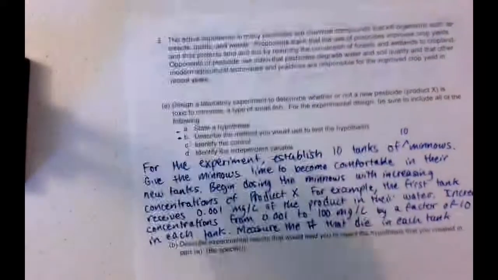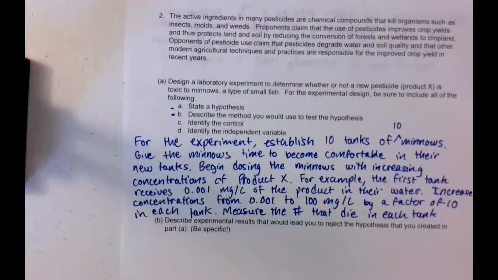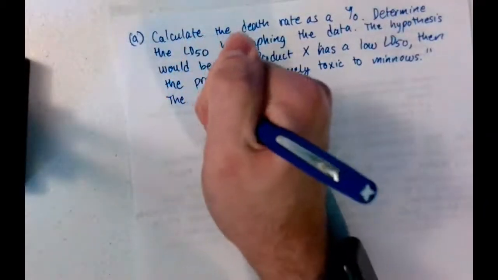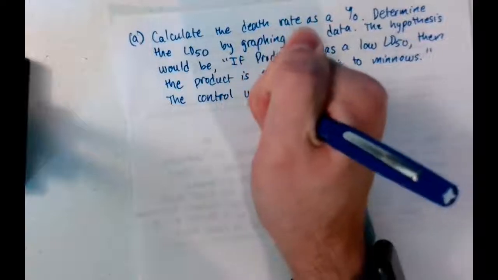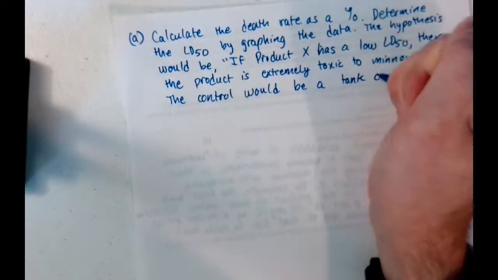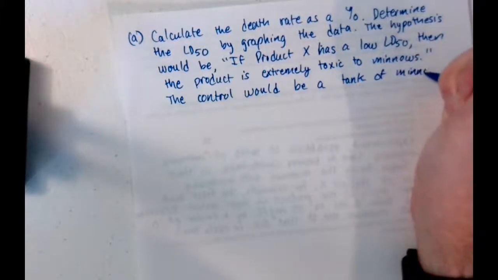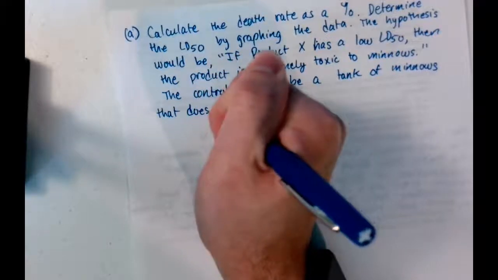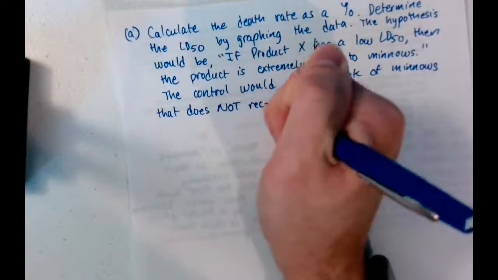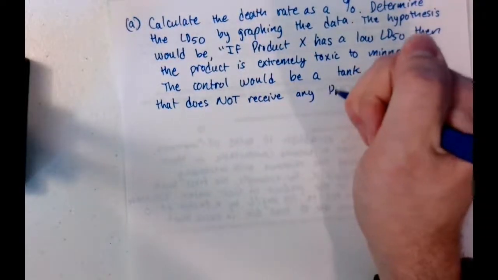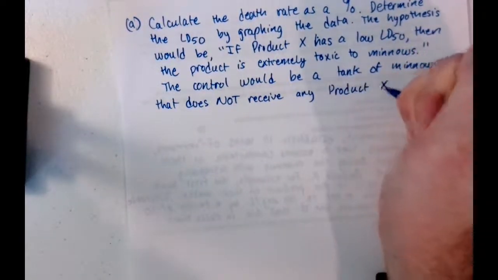Okay, so we did that. We stated a hypothesis, which is good. Okay, we need to identify the control and identify the independent variable. The control would be a tank of minnows that does not receive any product X. Okay?